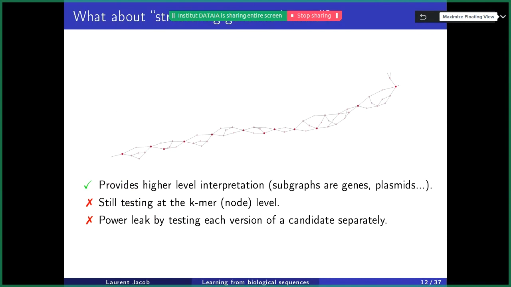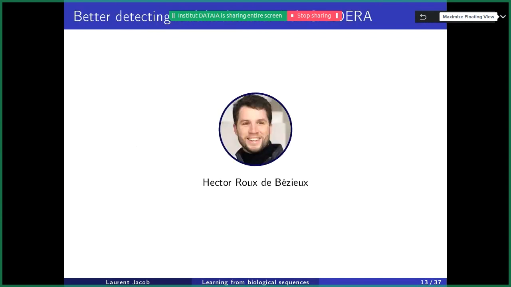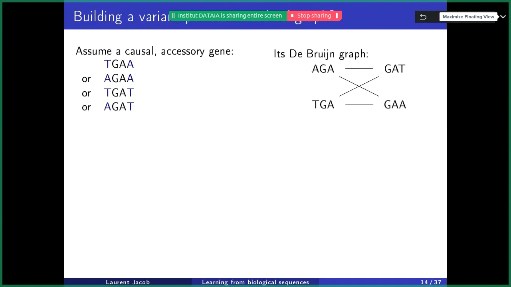If this is one gene and you have different versions of them, you're testing the different versions separately, so you're losing power. The next part I'm going to present was work done by Hector Roux-de-Bézieux to try to use the graph to define new variants. Not test variants and then interpret them using the graph, but use the graph to define variants.